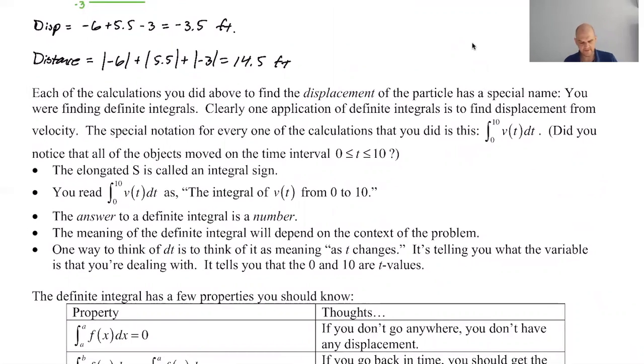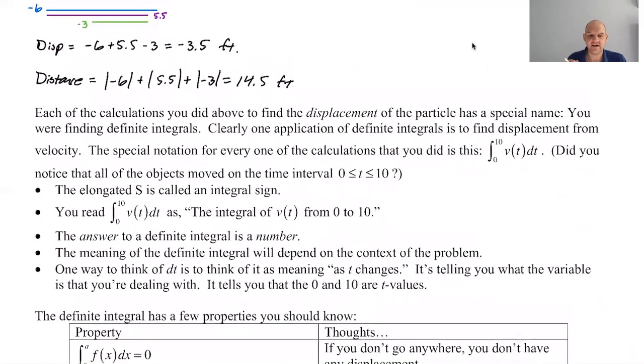All right, so every calculation that we just did above to find the displacement of a particle had a special name. And the special name is a definite integral. We were just calculating definite integrals. One application of definite integrals is to find displacements from a velocity. There's an infinite number of applications of definite integrals. They all basically add up the total accumulation of a change, right? Velocity is rate of change, add up rate of change, you get displacement if it's velocity.